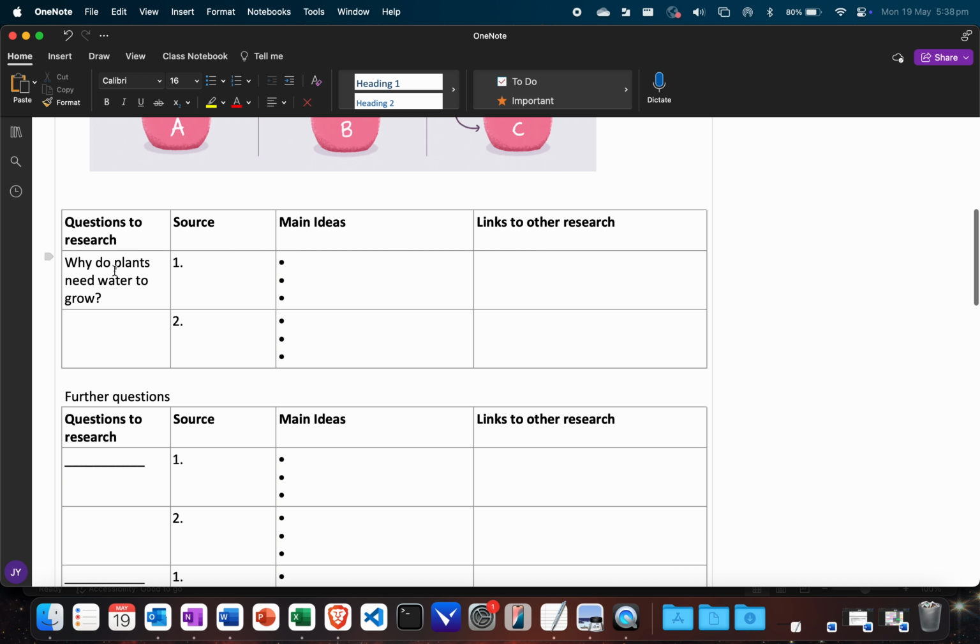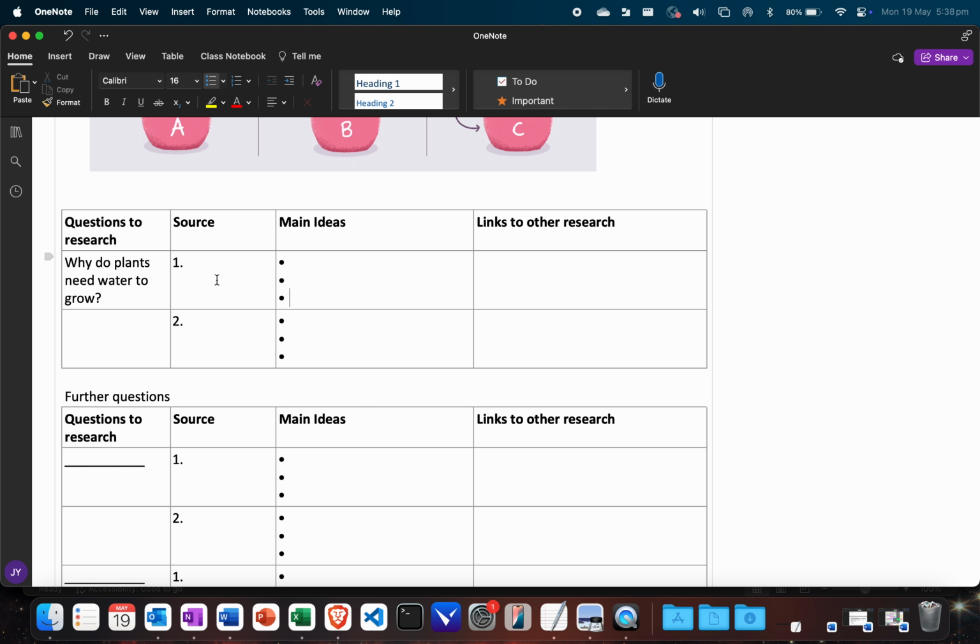Okay, well, let's say that we have a starting question. And our starting question in this case is, why do plants need water to grow? Okay, that's my starting question. I want to find two sources of information to start off with. And then when I find those sources of information, I want to write down what the main ideas are.